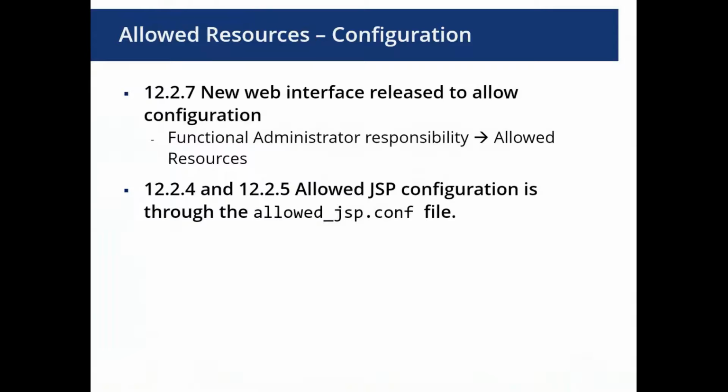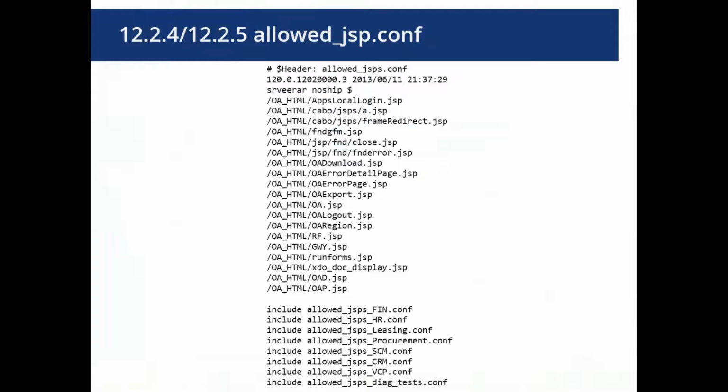Previously in 12.2.4 and 12.2.5, I actually had to use a configuration file called allowedjsp.conf. And Oracle gave me some samples which helped me along the path, but they weren't complete. There's still a lot of tuning around this. So if you're running 12.2.4 or 12.2.5, this is the allowed JSP file. Again, this is a whitelist, and it's line by line of what pages are allowed. This is very error prone, subject to a lot of effort and time to try to get this working.